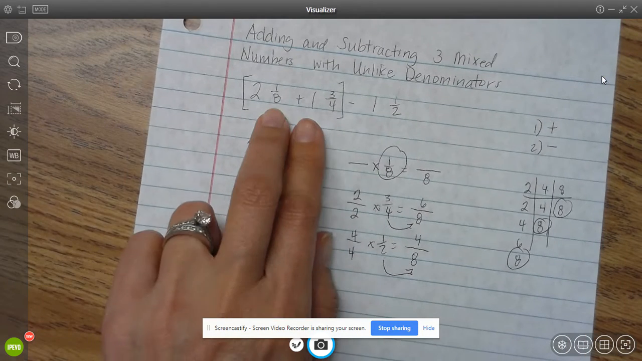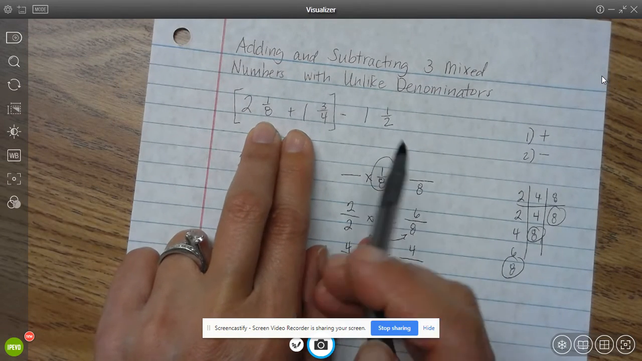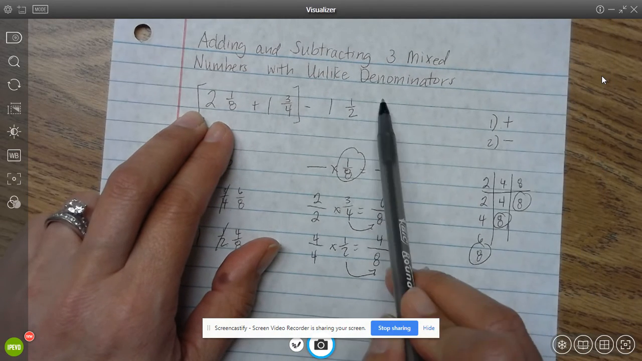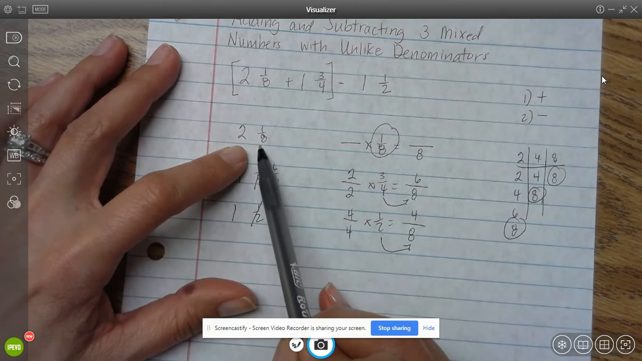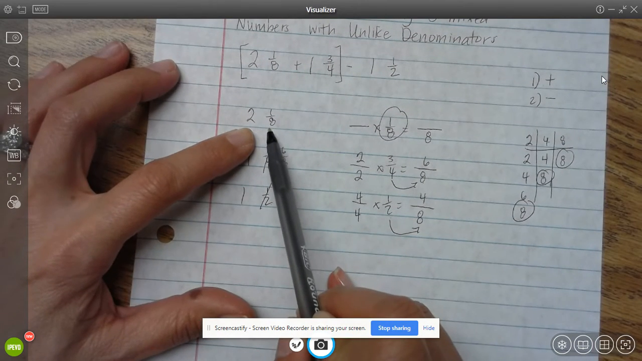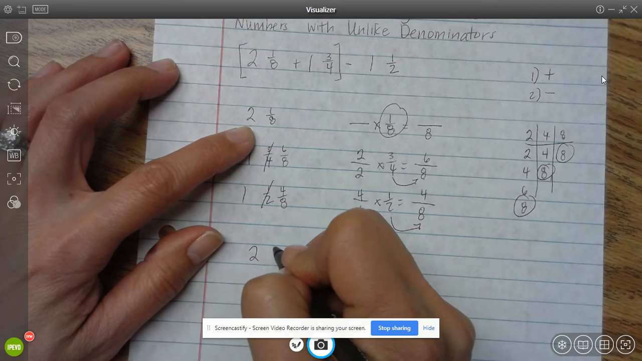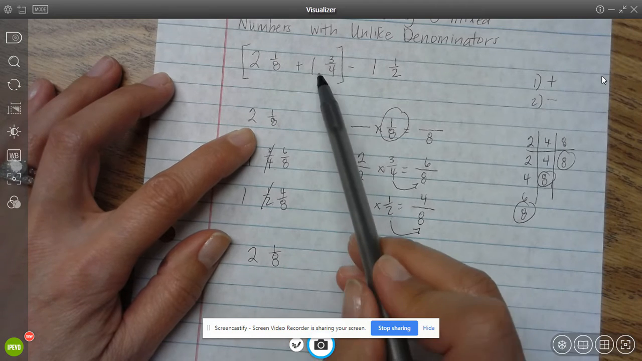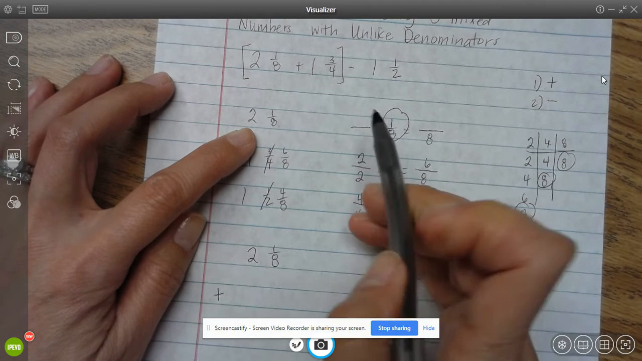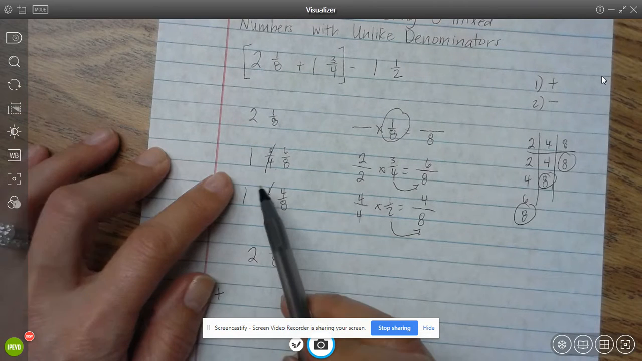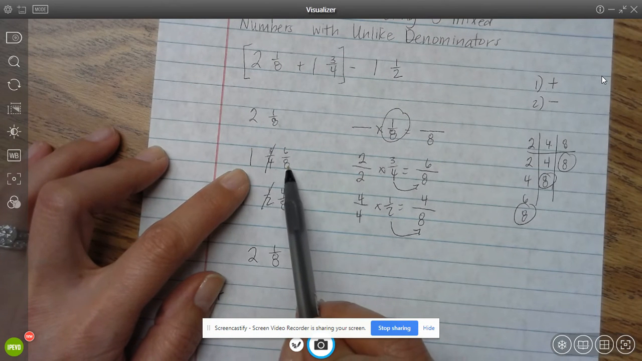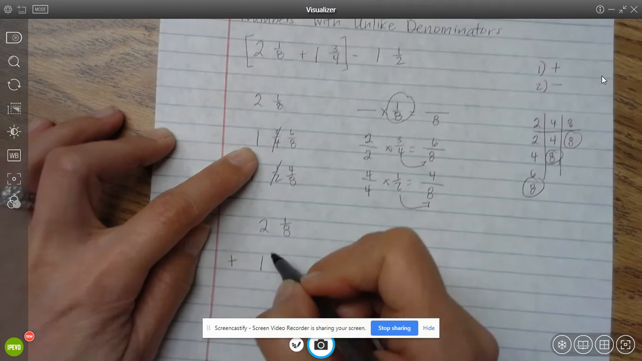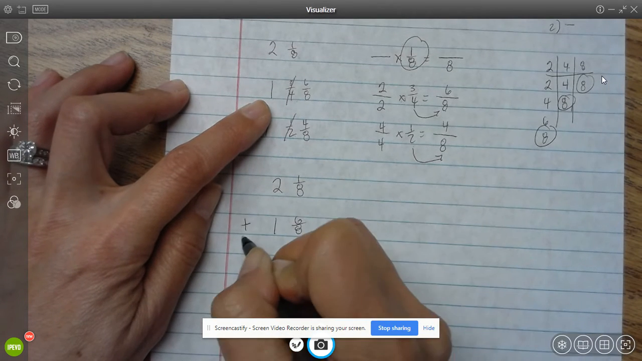So I'm going to go back up to my original problem and rewrite it, because again, I have to add before I do the subtraction. So I'm going to take these two fractions and rewrite them again. So 2 and 1/8 I'm going to put down here. I didn't have to change that 8 because that's my common denominator. And I'm adding the 1 and 3/4. So this is 1, and this has become 6/8 because I changed it to an equivalent fraction. So I'm adding 1 and 6/8.